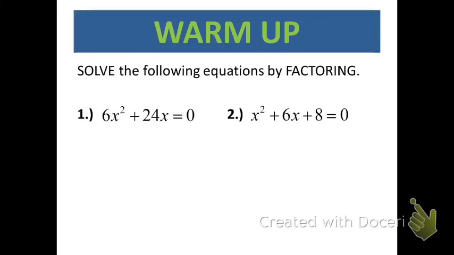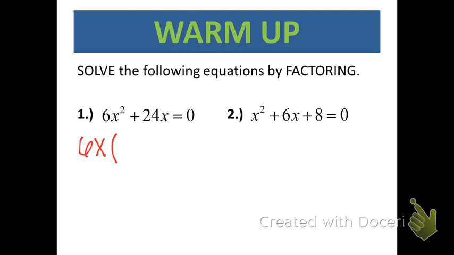When you have a quadratic, what is the first thing you look for? Your GCF. What is the GCF in 6x squared plus 24x? What else? 6x. Okay, 6x. What times 6x is going to give me 6x squared?